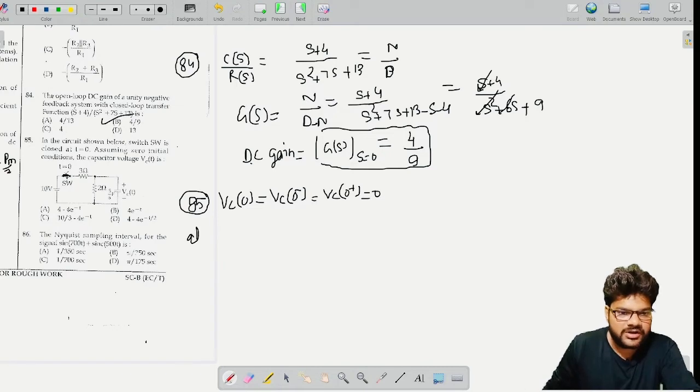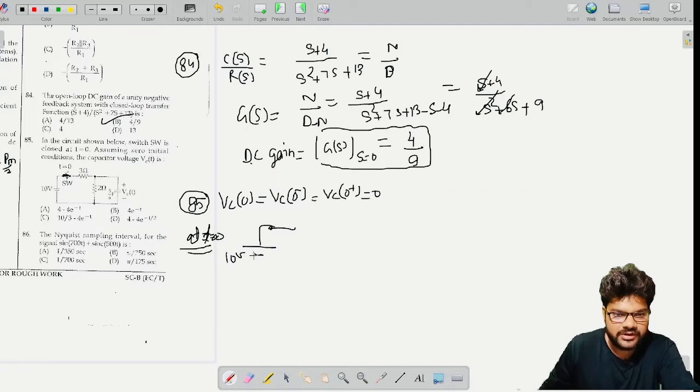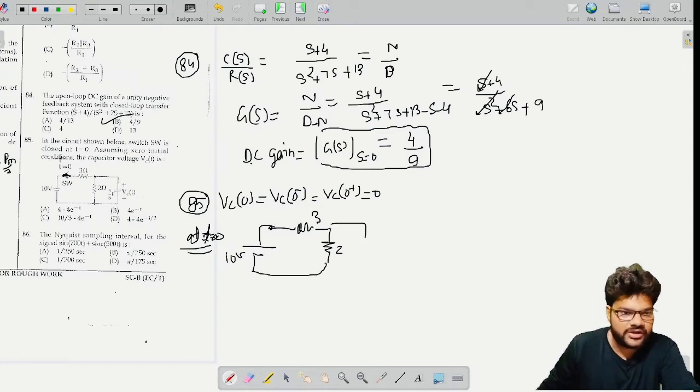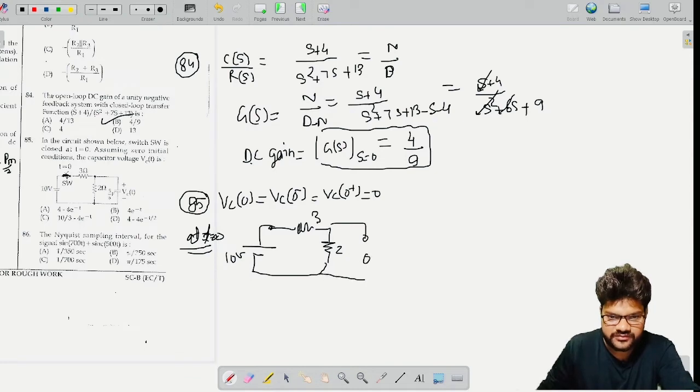Okay, now let's make the circuit at t equals infinity. At t equals infinity, what will happen? The switch is closed, and this 10-volt battery is still there, connected through this 3 ohm and then this 2 ohm to this capacitor. This battery is connected for a long time to this capacitor, so the capacitor will be fully charged, and at steady state this capacitor will be open, right? So V_C(infinity) we have to find, right?